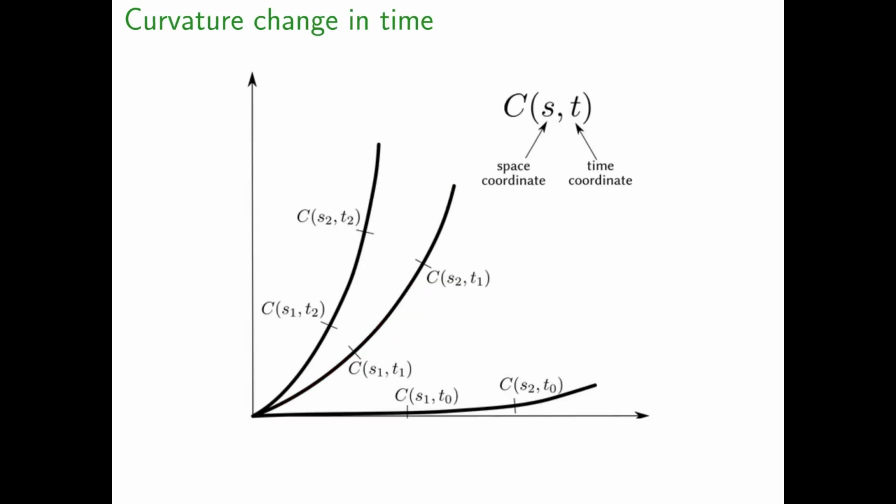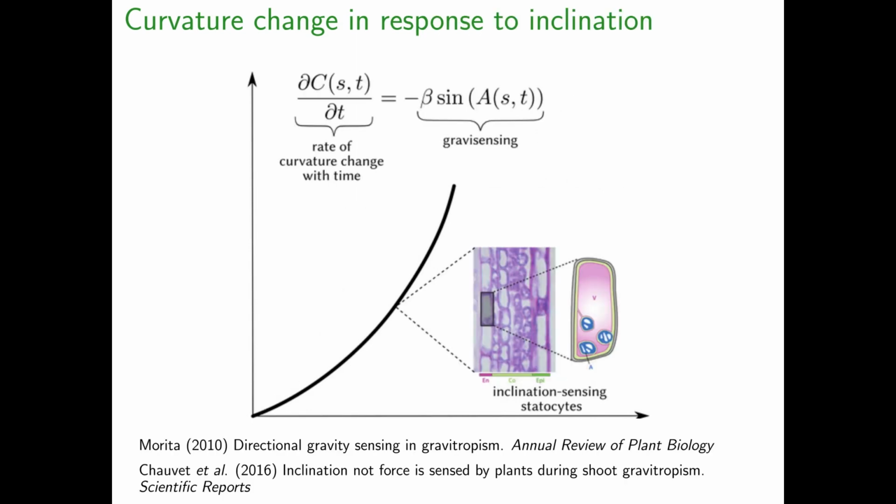Now we can look at how the curvature changes during the gravitropic movement. But has the curvature some biological significance in the gravitropic response? The gravitropic response is essentially a change in local curvature with time. This involves sensing capacities. Until recently, it was thought that only the inclination angle was sensed by the plant.